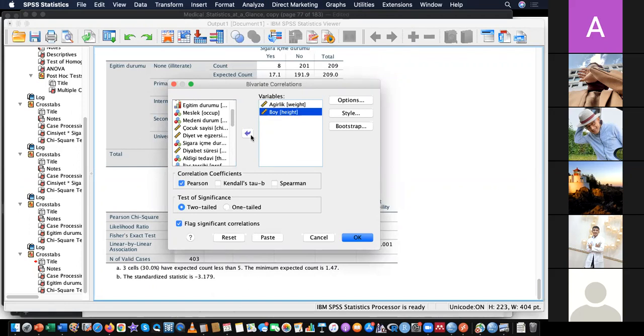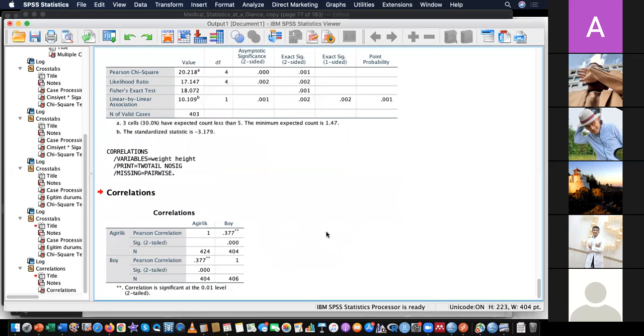I want to do a Pearson correlation because I have checked, let's say I have checked and I have seen that I don't have extreme values. I don't have outliers, and the relationship between weight and height is linear. I assume a linear relationship.